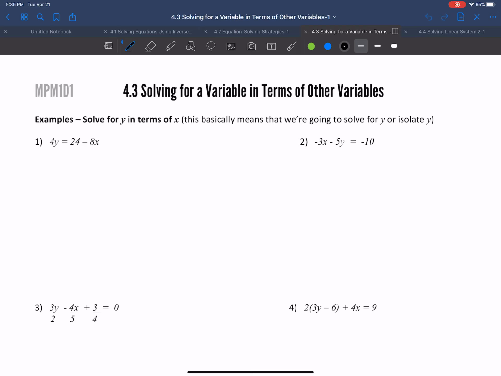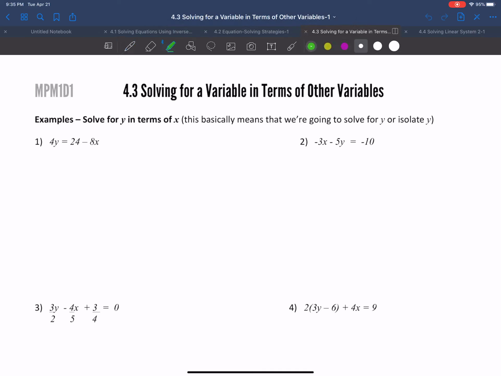Okay, so our last section here is to solve for a variable in terms of other variables. In this case, we're not going to get a number. Our answer is not going to be 7 or 15 or -7. It's going to be an expression.